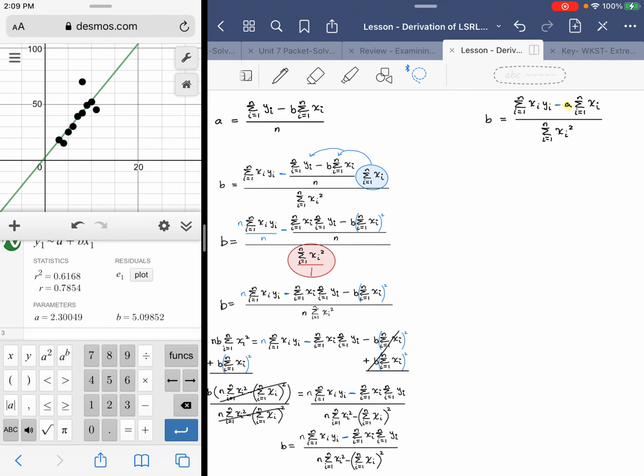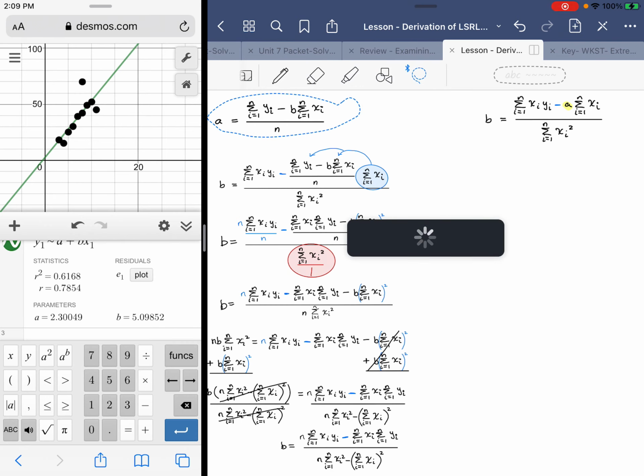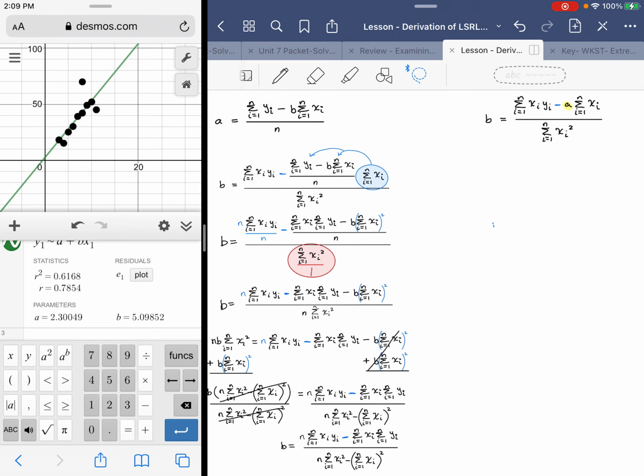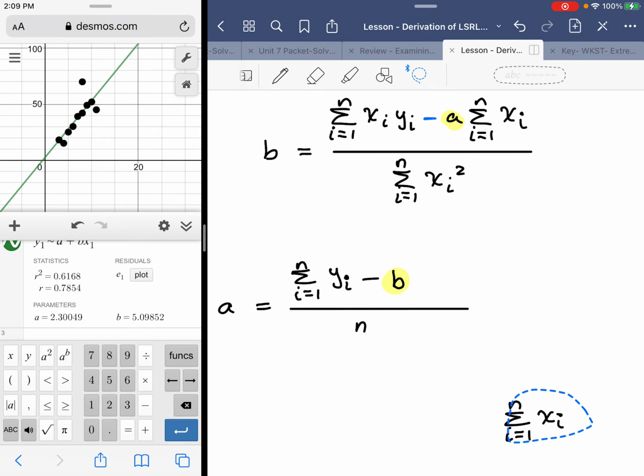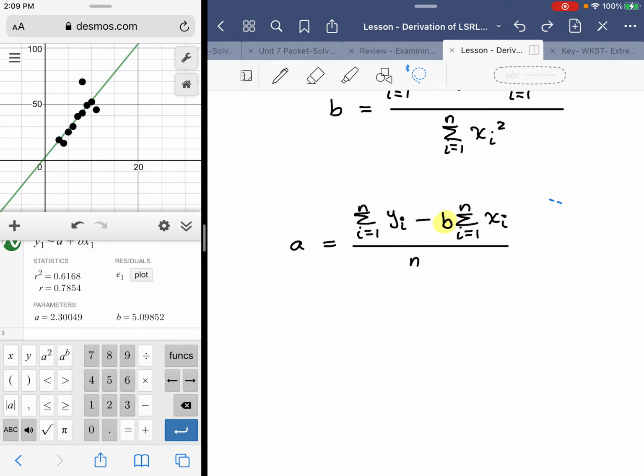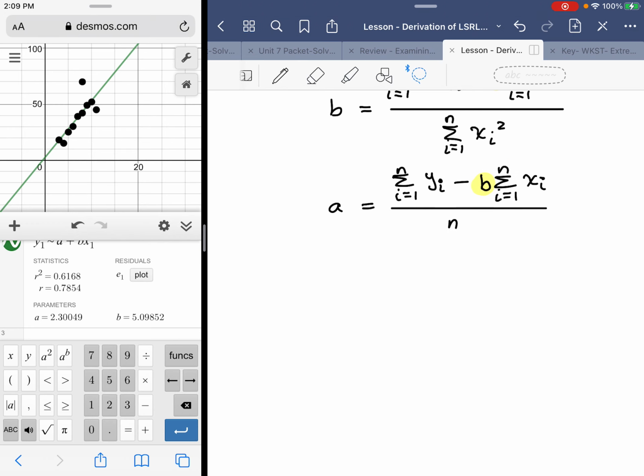Okay, so I've got to figure out a. So I'm going to take my a equation, paste it over here, and I'm going to replace the b with my b expression. Actually, let me keep this. I'll just duplicate, so at least we know what we're merging.